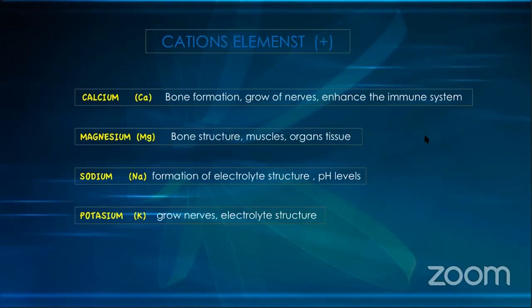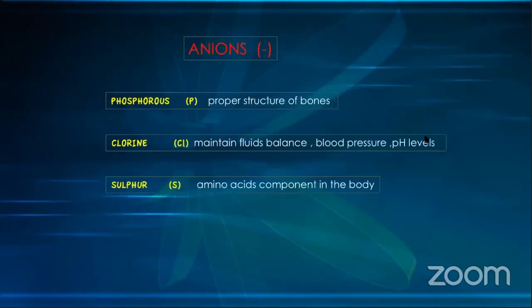Also magnesium, which is important to bone structure and to rebuild muscles, organs, and tissues. Sodium interacts in the formation of the electrolyte structure, and it controls the pH levels in the body. Potassium helps to grow nerves, and also works on the electrolyte structure. So it is important to understand all those kinds of elements. Phosphorus, chlorine, and sulfur have different applications in the body. We will learn, in a very easy way, how to make GANs out of these elements.